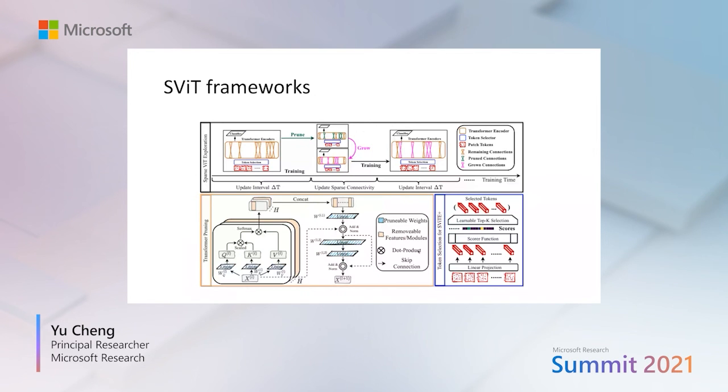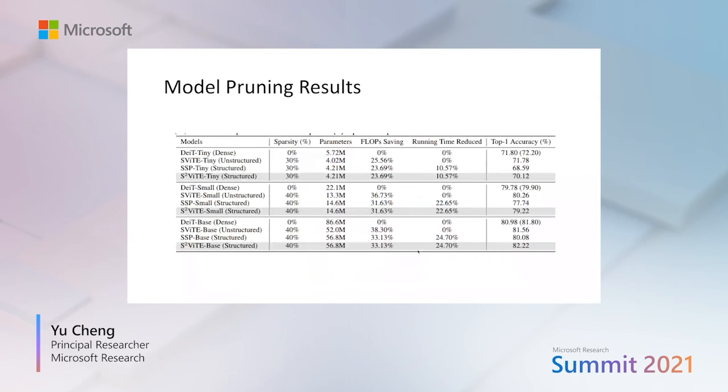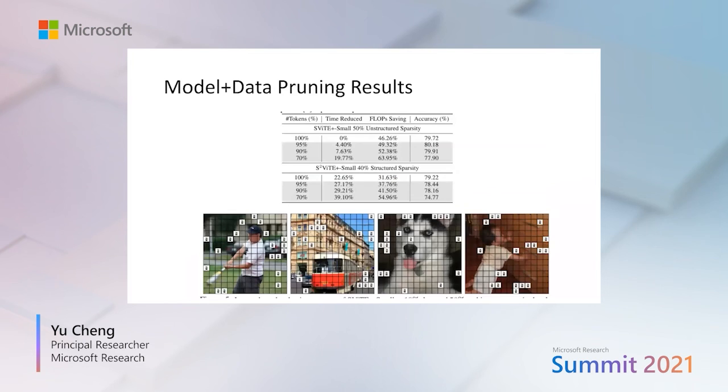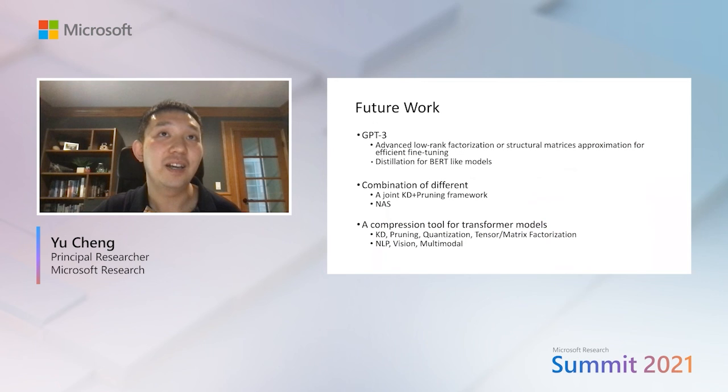This is the framework for SViT, and you can see we do structural pruning and unstructured pruning, and also data pruning. In the results, different pruning methods give very similar performance to the baseline while saving 30 to 40 percent of training time or inference time. Finally, you can see some results we show for the data co-exploration.